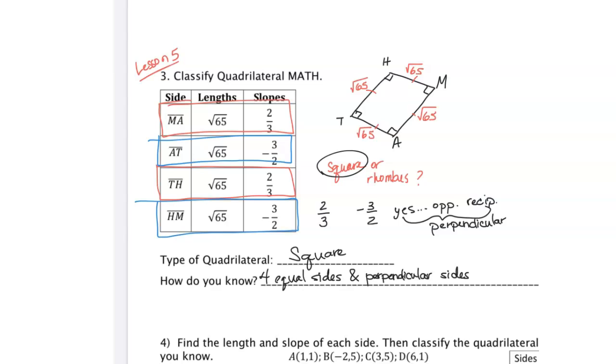If you want to also list that there were parallel sides, that's fine. But the key thing again that made this a square instead of a rhombus is the fact that it had perpendicular sides. Those perpendicular angles created the square. The characteristic for a square is that it has perpendicular angles. In other words, you have 90-degree angles.